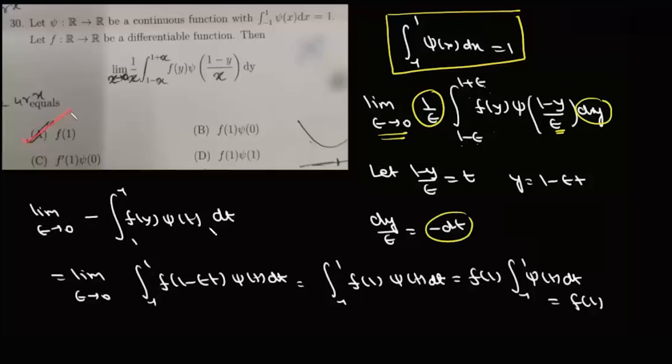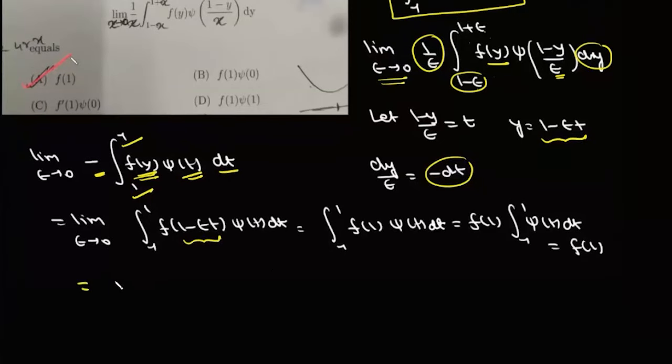So it'll be this minus dt, and then it'll be this f of y, and this is psi t, and y is 1 minus epsilon t. And we need to change the limits also. So when y is 1 minus epsilon, it'll be 1 minus epsilon upon epsilon, so it'll be this plus 1. And when it is 1 plus epsilon, it'll be minus 1. So what we'll do is we'll change the limits and we'll consume this minus sign. So it'll be this minus 1 to 1, and y is 1 minus epsilon t, f of 1 minus epsilon t psi t dt. Now what we'll do is we'll take this limit inside this integral.